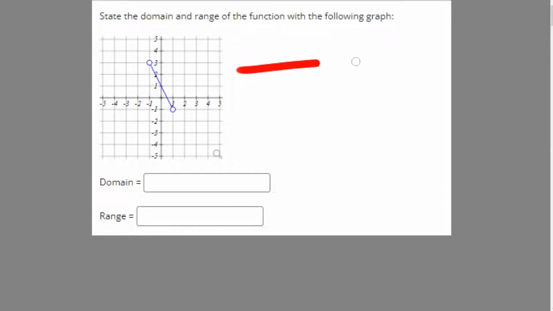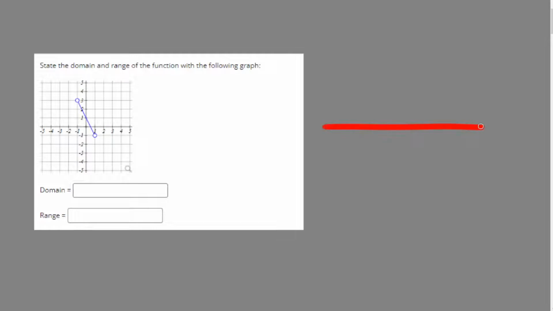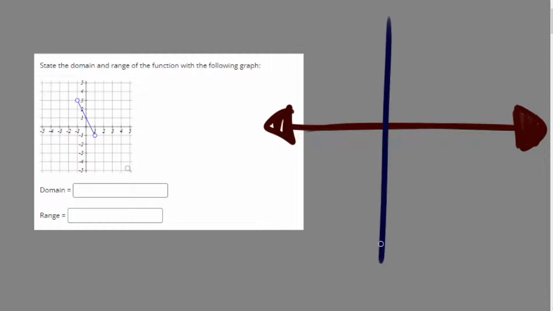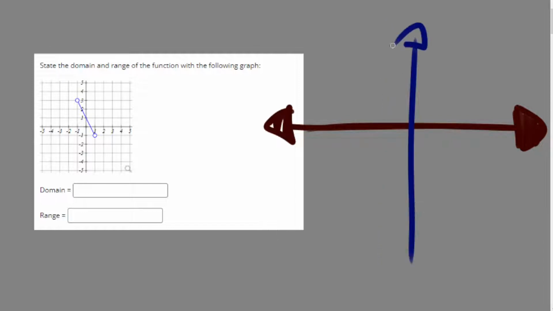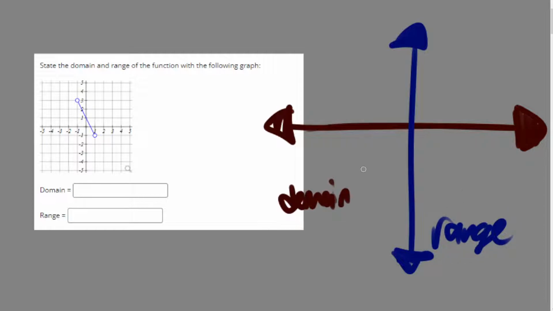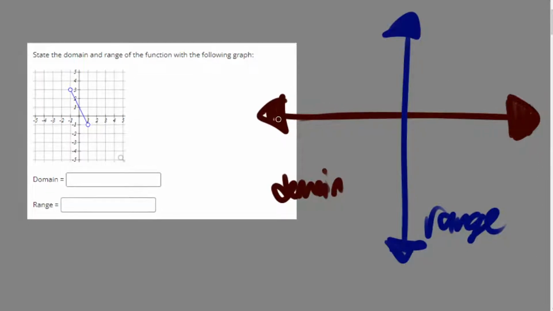So when we're talking about domain, we're talking about left to right. Left and right. We're talking about sideways, horizontal. And when we're talking about the range, we're talking about up and down. So how far up does this graph go, and how far down does this graph go when we're talking about range. And when we're talking about domain, we're talking about how far to the left does this go, and how far to the right does this go.